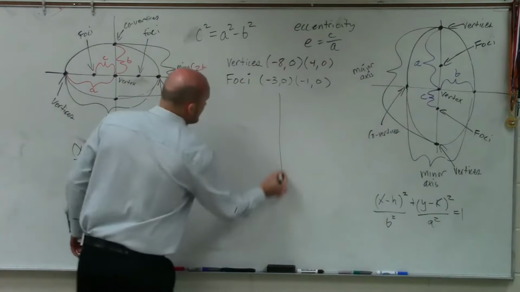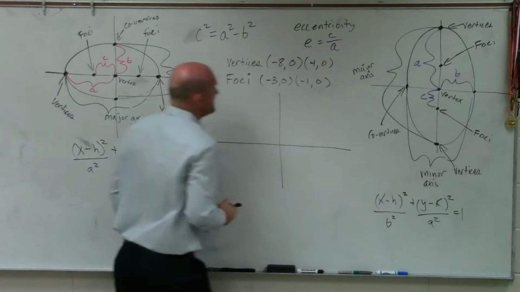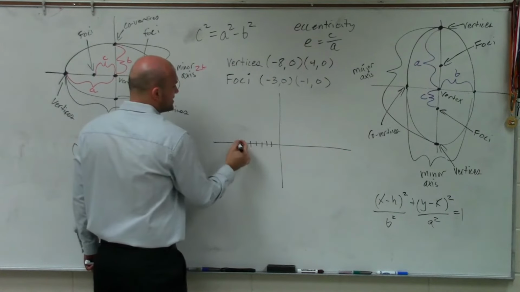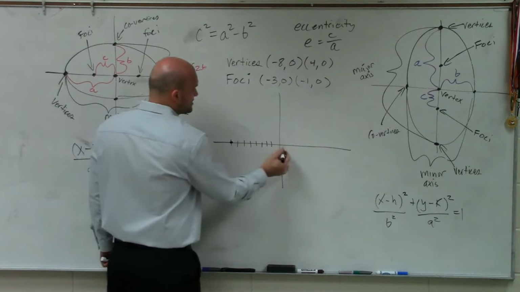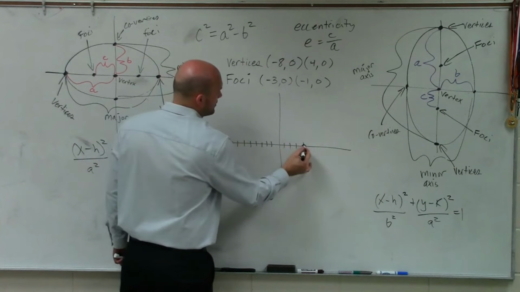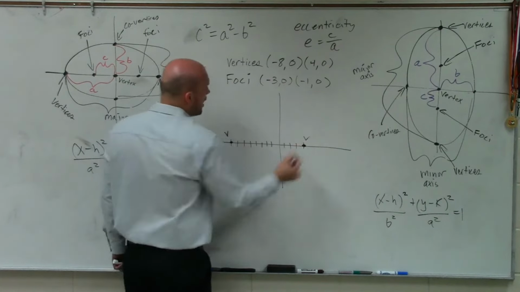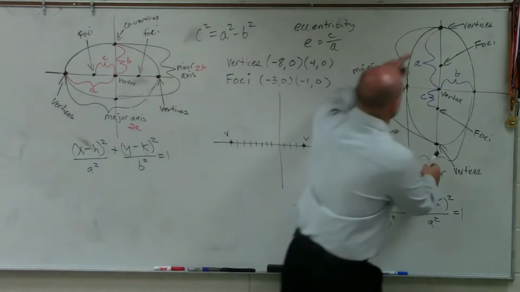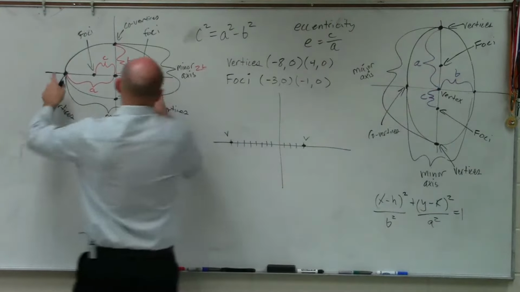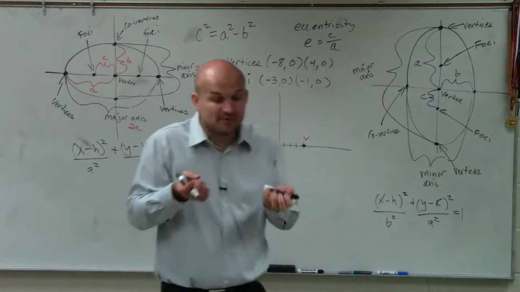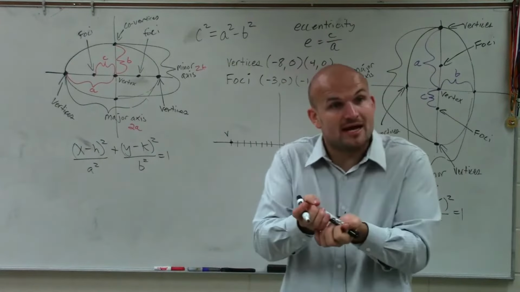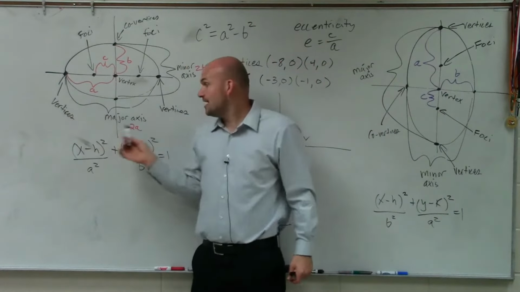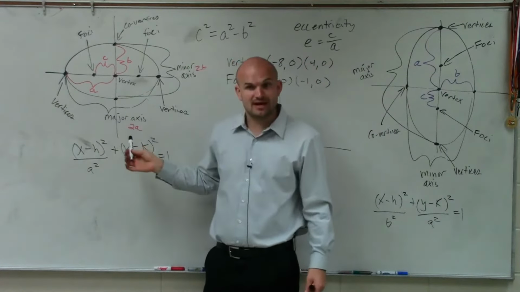So, by plotting the information, I go over negative 8, 0, 1, 2, 3, 4, 5, 6, 7, 8, 4, 0, 1, 2, 3, 4. Those are my two vertices. Now, yes, the two vertices are on the outside end of your ellipse. And yes, the vertex is in the exact middle, right? Because remember, the distance from the vertex to a vertice is a, and a major axis is 2a, right? So it's just double that.